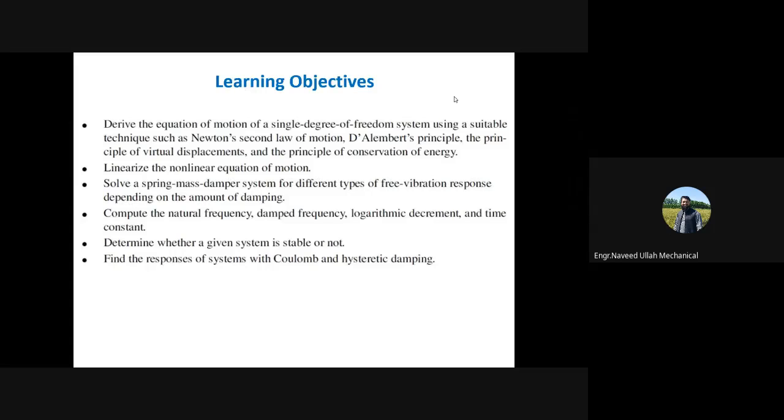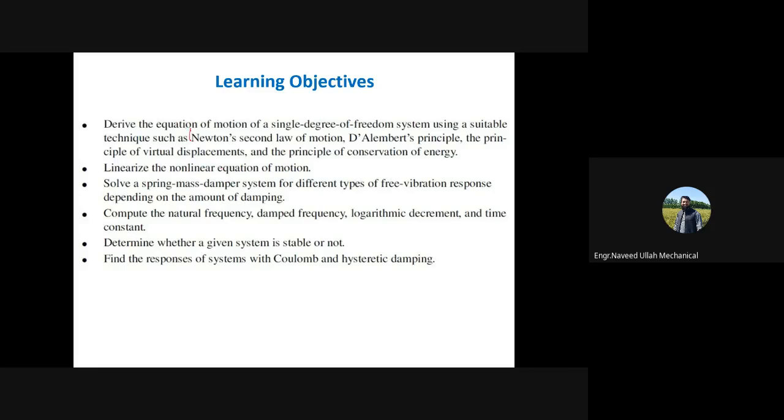Compute the natural frequency, damped frequency, logarithmic decrement, and time constant. Okay, what are these things? Basically, when you derive the equation of motion, there are two important things that we want from that particular equation. One is to find out the natural frequency of the system. And if you remember, I told you why we want that natural frequency. Because we want to avoid this condition.